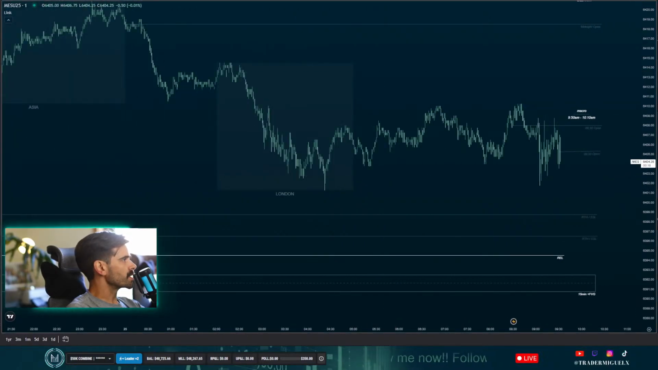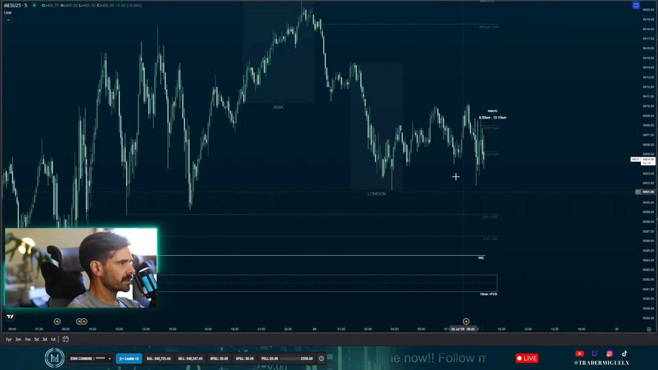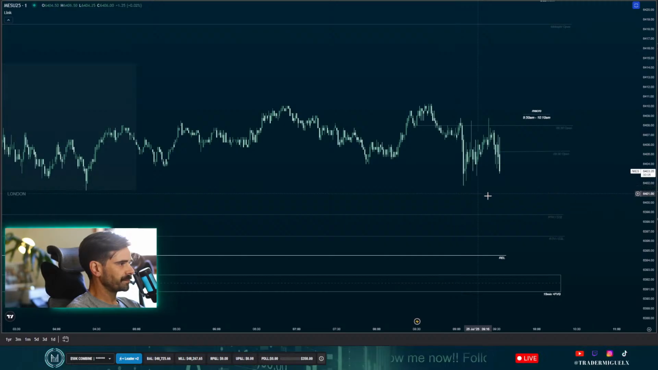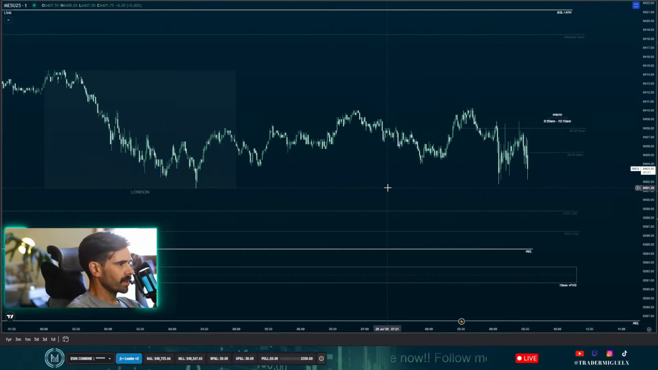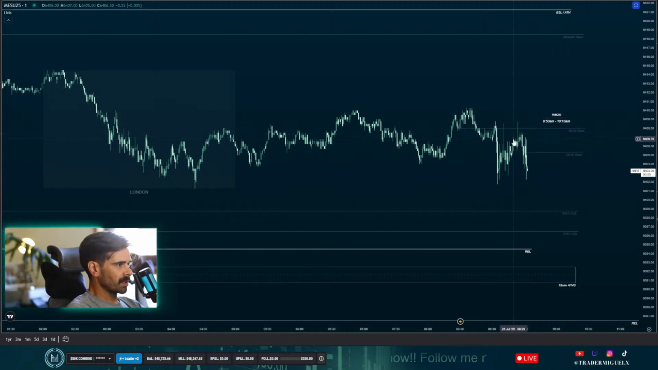Let me just check the higher time frames here. So yeah, this is a long accumulation here. Even on higher time frames, you can see it. And price is now trying to drive below, eventually taking London lows.